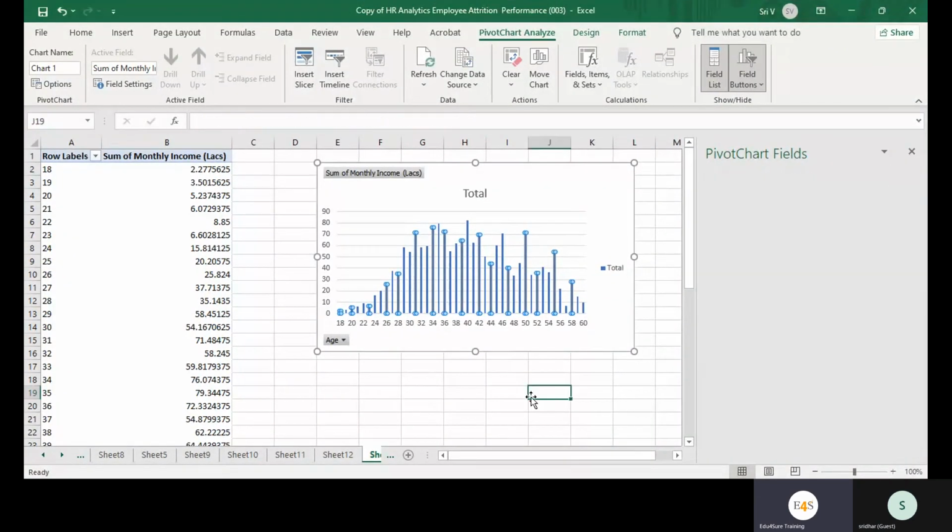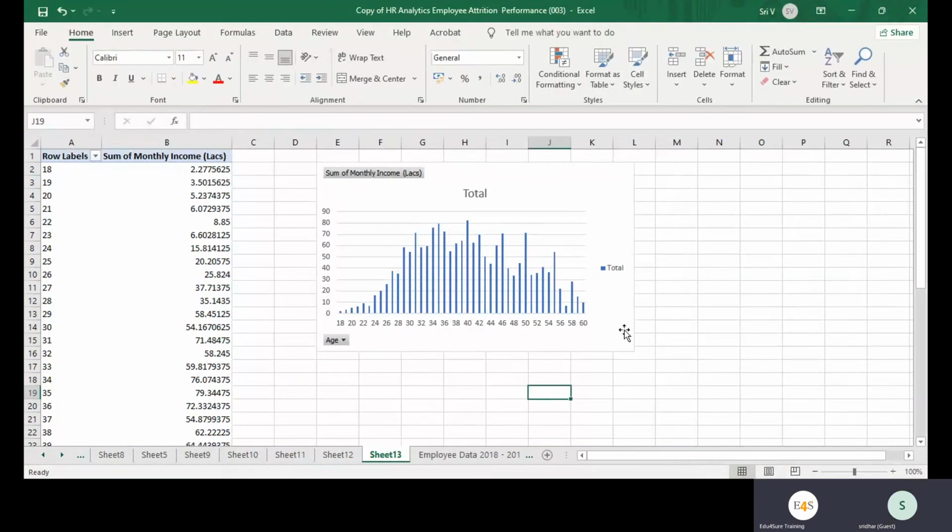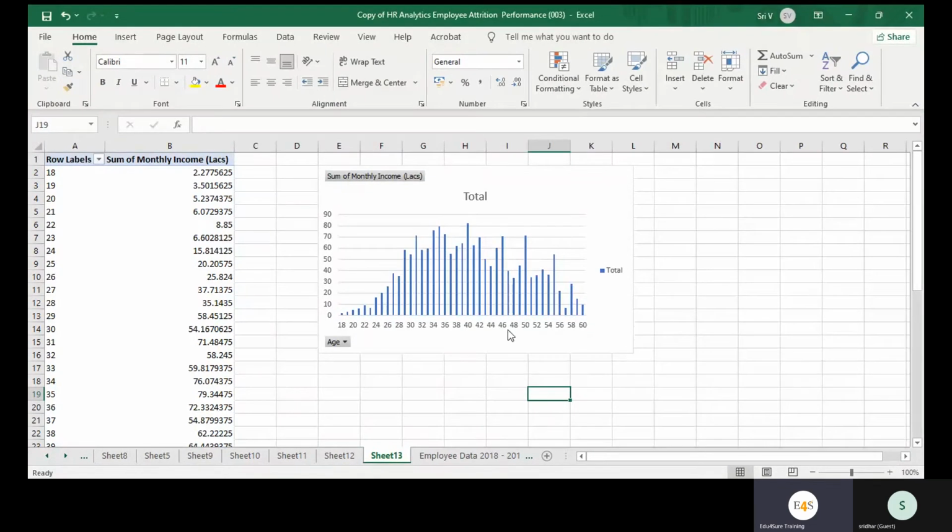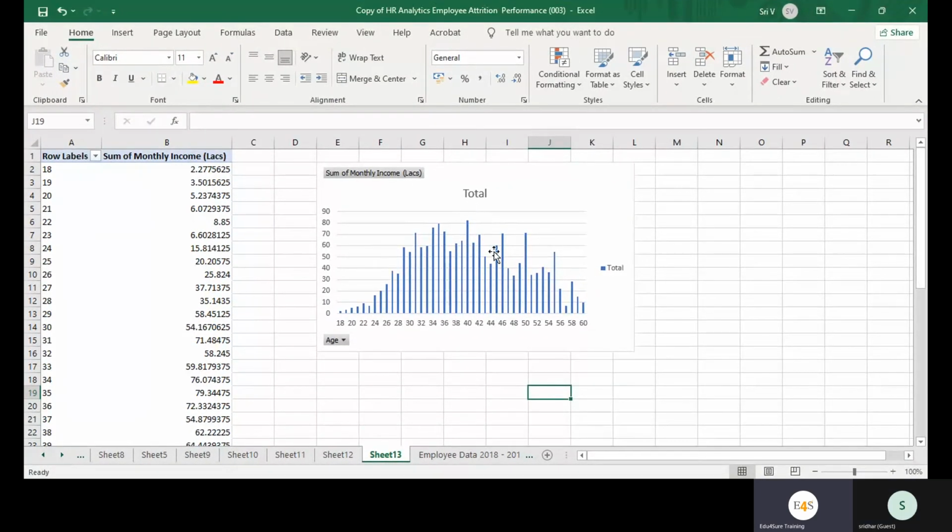What is happening? Till age 40, your monthly income is increasing with the age. But after 40, you can see your age is increasing, your monthly income is decreasing. So don't you think this is related to that most efficient age group point? Yes, because after 38 or 40, your efficiency is decreasing, your income is decreasing, you're not getting hikes, you're not getting bonuses. Correct. So this is another factor supporting your point.